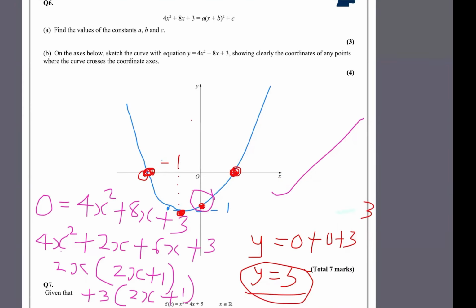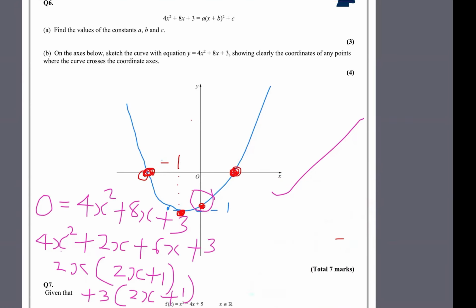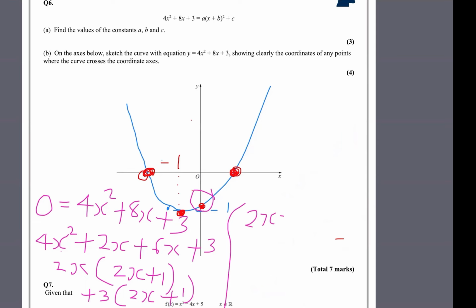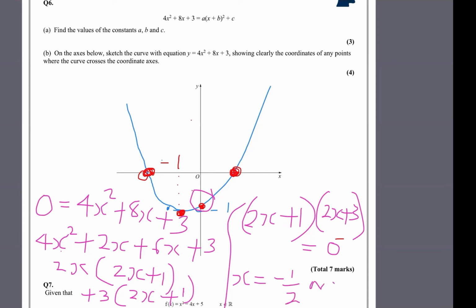So I'm not taking time to explain how to factorize, because the purpose of this question is not to teach how to factorize. However, I'll be making some videos, as the days go by, treating some topics of our challenge. So we have 2x plus 1 and 2x plus 3 as the factorized form of this equal to 0. So we'll have our x to be minus half or minus 3/2.